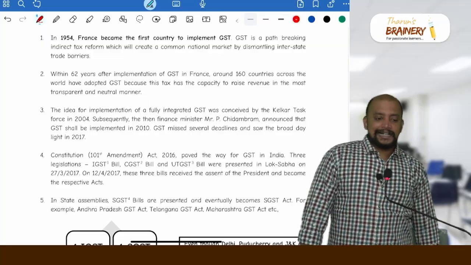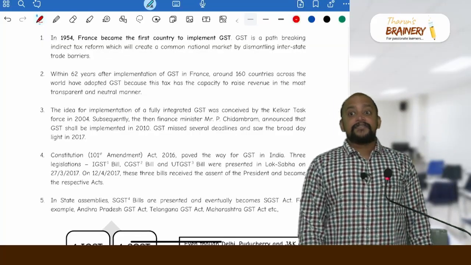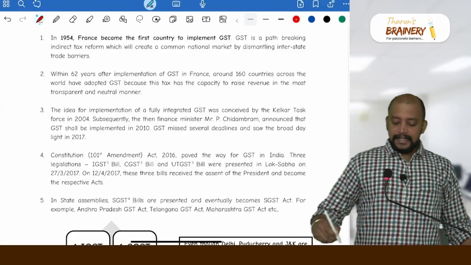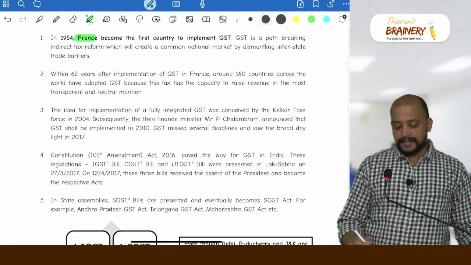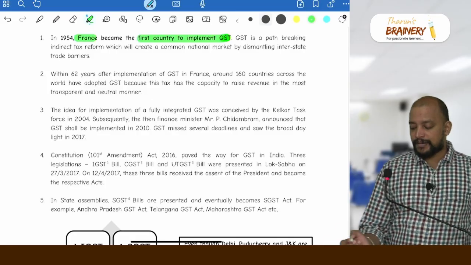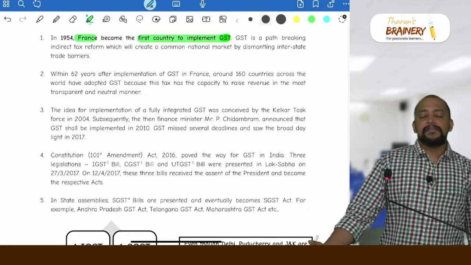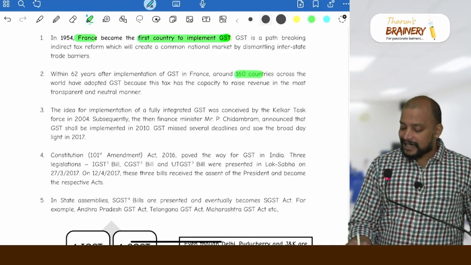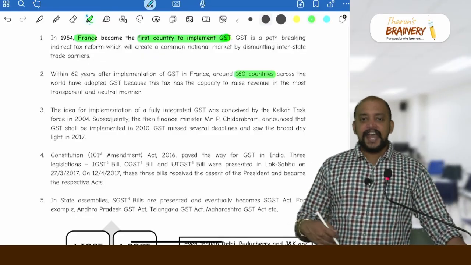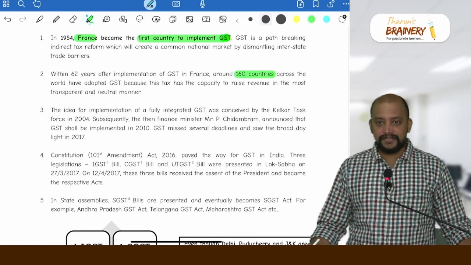Is India the first country in the globe to implement GST? No. France became the first country to implement GST. Underline that. There are many countries, about 160, which had already implemented GST before we did. So we cannot say we are first in implementation of GST.